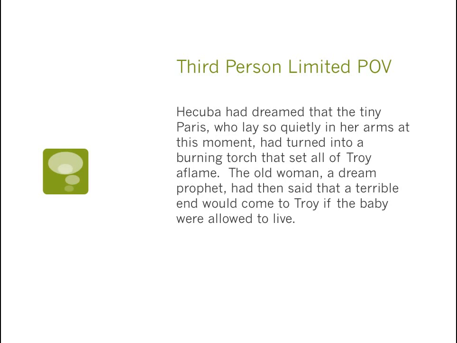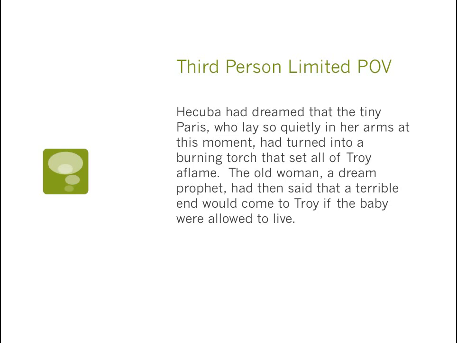Hecuba had dreamed that the tiny Paris, who lay so quietly in her arms at this moment, had turned into a burning torch that set all of Troy aflame. The old woman, a dream prophet, had then said that a terrible end would come to Troy if the baby were allowed to live. Now we know that this is third-person limited point of view because the author is using those third-person pronouns, like her and Hecuba.